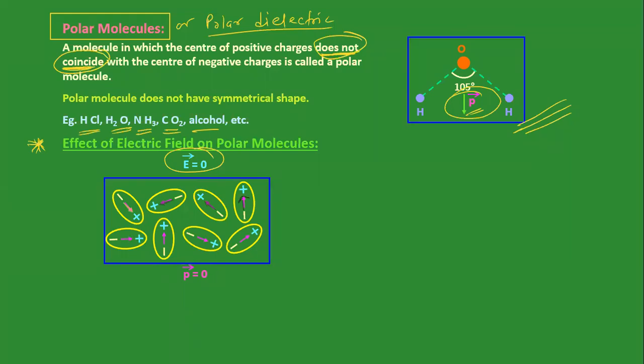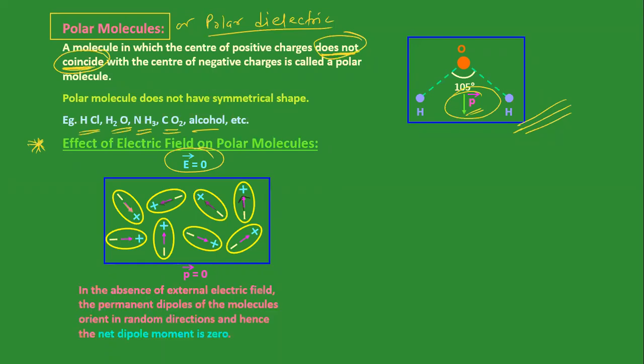So the dipole moment of every polar molecule is aligned randomly. In the absence of an external electric field, the permanent dipoles of the molecules are oriented randomly. Hence, the net dipole moment is 0. The dipole moment of one molecule cancels with another, so the total dipole moment is 0.